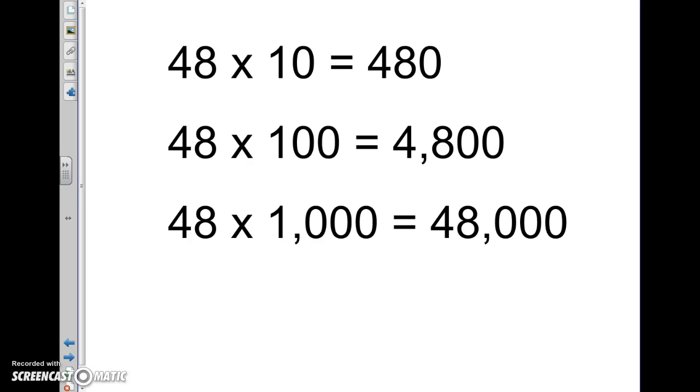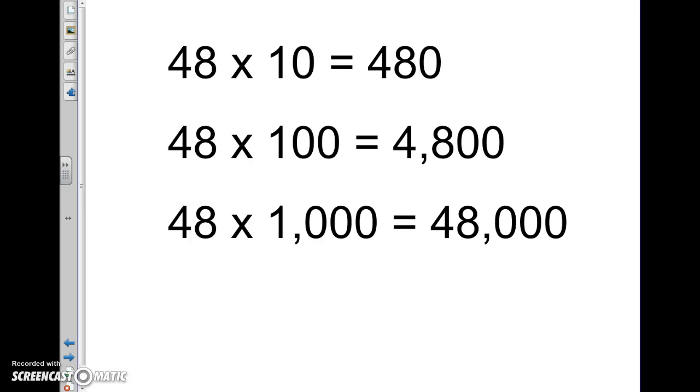Alright, so we're going to look at a few different multiplication problems here, all dealing with the factor of 48. In the first problem, we have 48 times 10, which equals 480. The next problem is 48 times 100, which equals 4,800. And the next problem is 48 times 1,000, which equals 48,000.